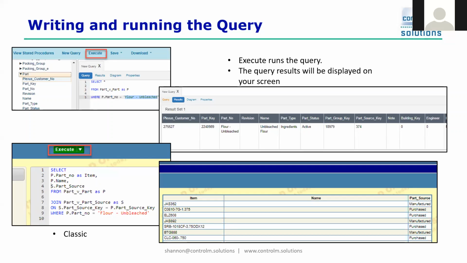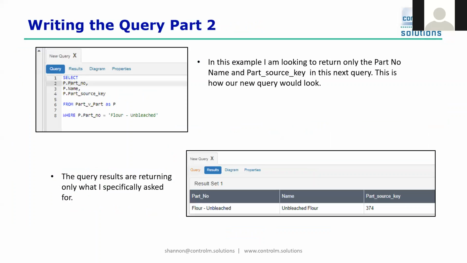And that means that in order to see the English version of a part source, we must join in that table to this one. But first, we're going to isolate out only some specific information we want to see for flour unbleached.